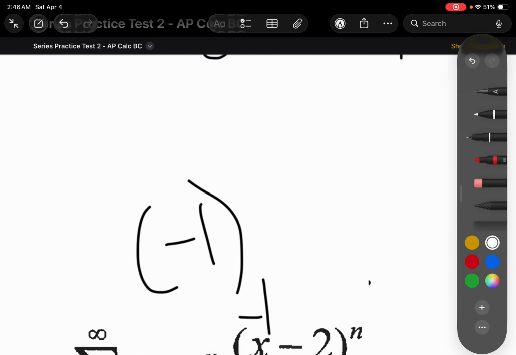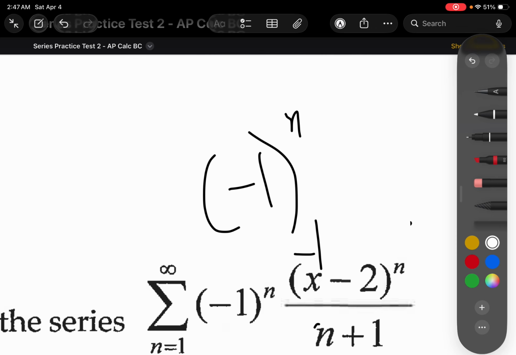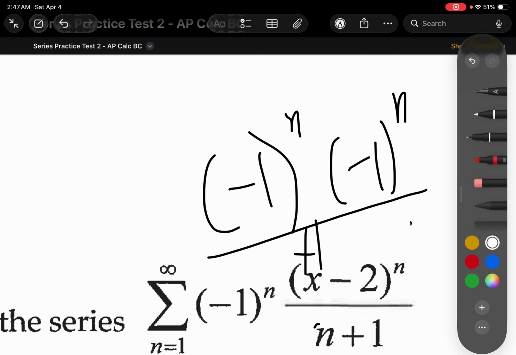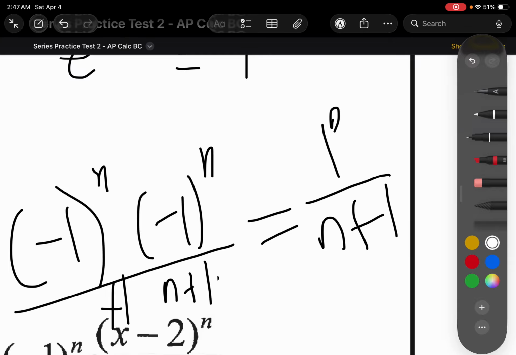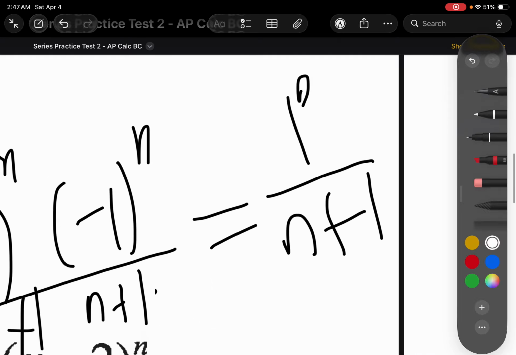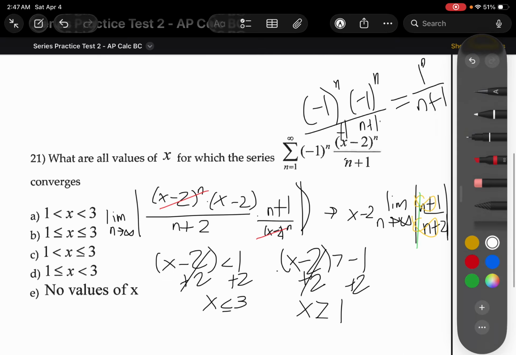Oh, plus 1. -1 to the n times -1 to the n over n plus 1. That's going to give us 1 to the n over n plus 1. This is a p-series, or no, this is a harmonic series, which always diverges.